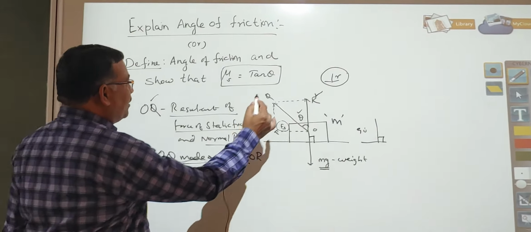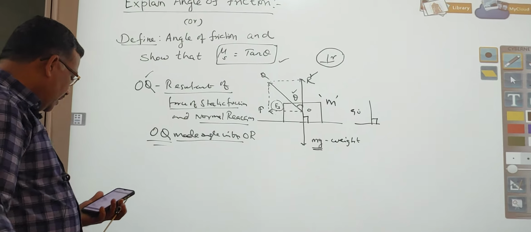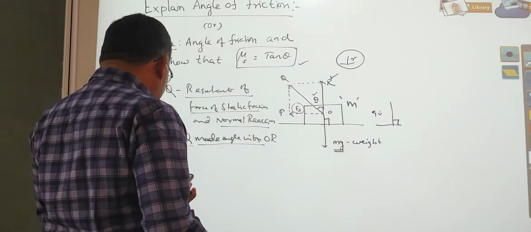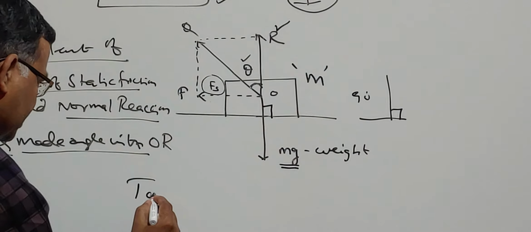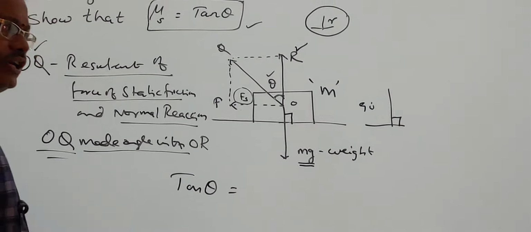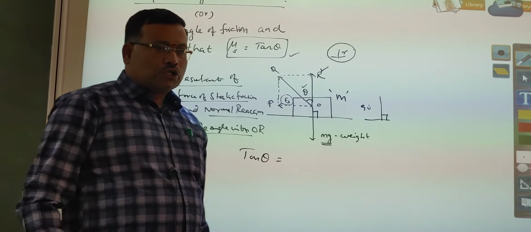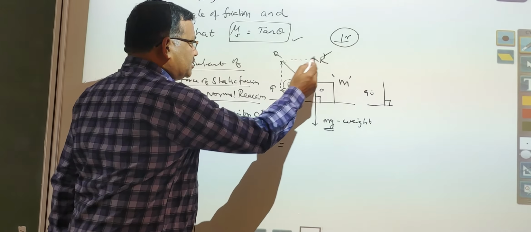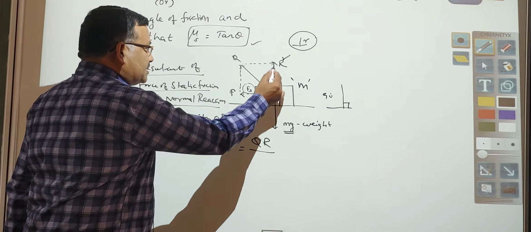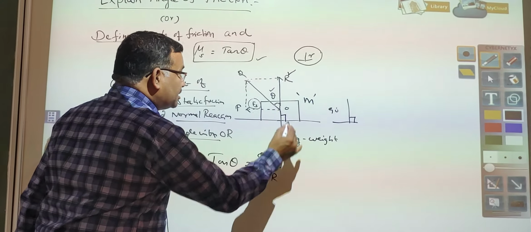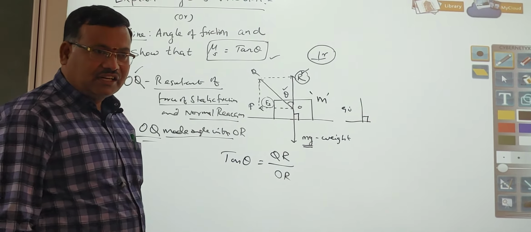Now, how to derive this from the diagram? I will tell you one by one. Here you see the diagram. In this diagram you take tan theta. You know in mathematics, tan means opposite side by adjacent side. So here tan theta means QR, the opposite side, divided by the adjacent side OR. OR is nothing but the reaction R.